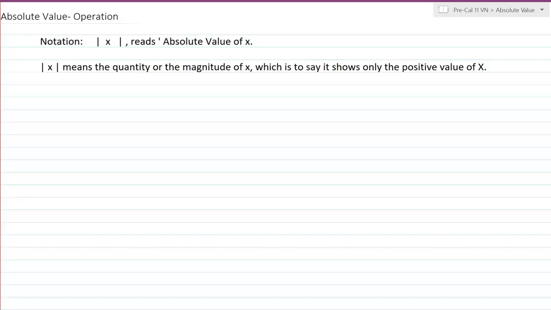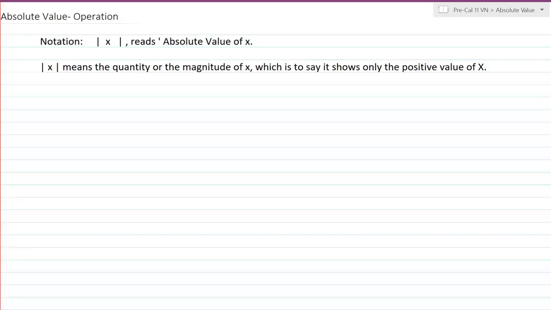Okay, hello everybody. Today we are going to start a new section and the topic is absolute value. There are two parts to this. One, we are going to talk about the operational value of absolute value of x, or absolute value of a number, and then we are going to go ahead and talk about absolute value in terms of function. First, in terms of operation as an algebraic operation.